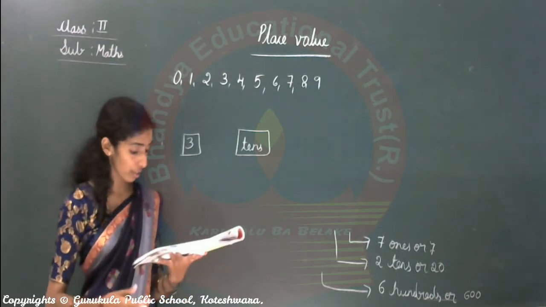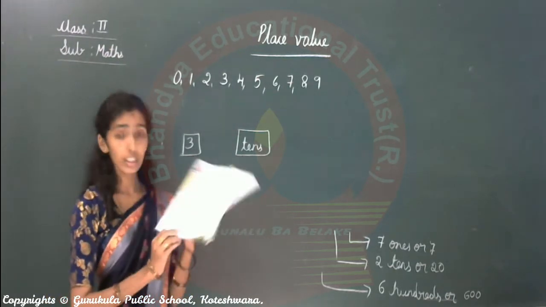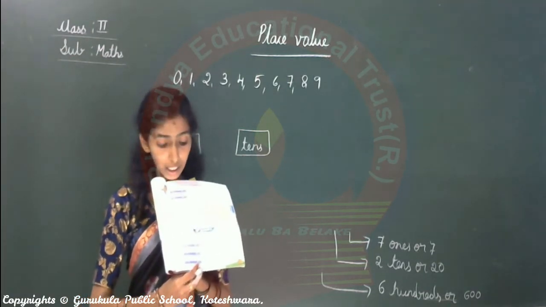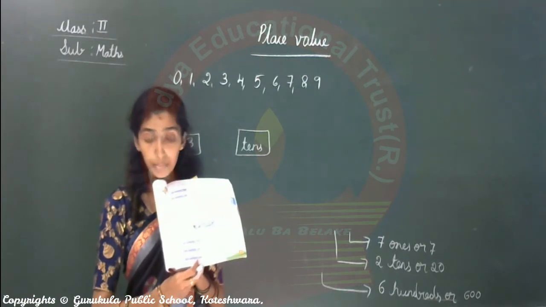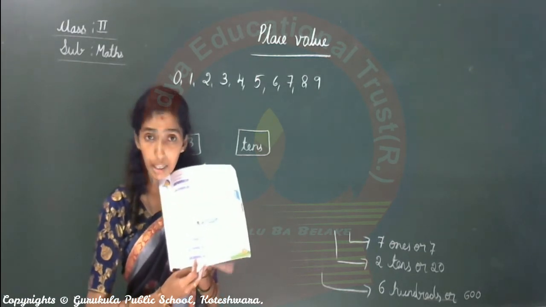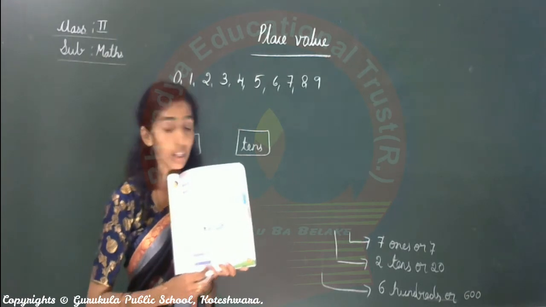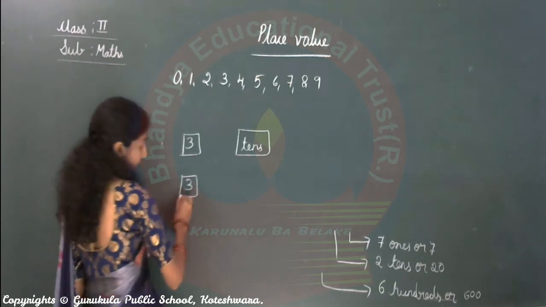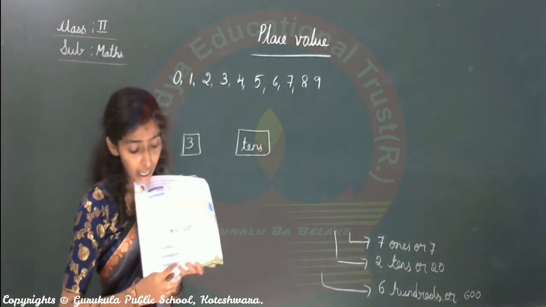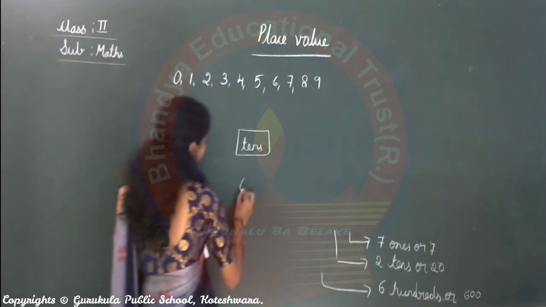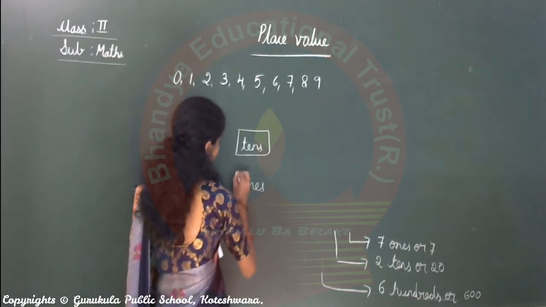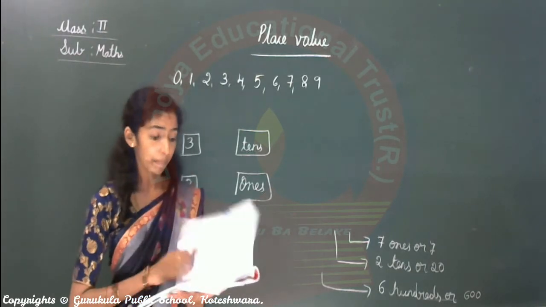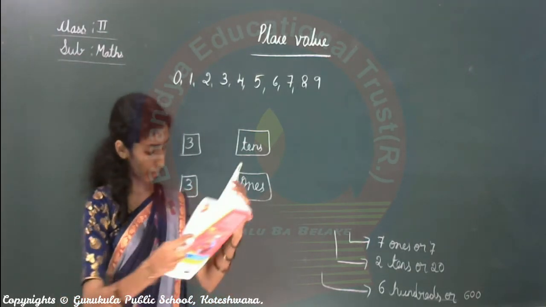Next one you see, C1. It is 62 here. Which number is colored? 3 is colored. Which place is it in? Ones. So which number is colored? 3 is colored. And what is the place value of 3? 3 ones. See, like that on page number 90.